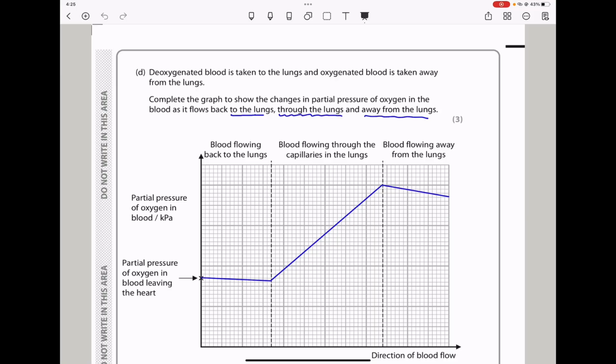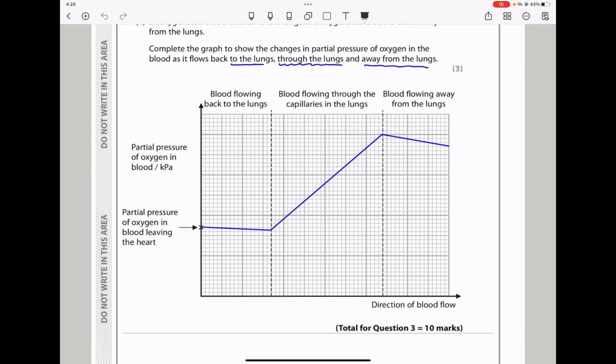Moving on. Here they say, deoxygenated blood is taken to the lungs and oxygenated blood is taken away from the lungs. Complete the graph to show the changes in partial pressure of oxygen in the blood as it flows back to the lungs, through the lungs, and away from the lungs. Down here on the vertical axis, we have partial pressure of oxygen in the blood, and then on the horizontal, we have the direction of flow.